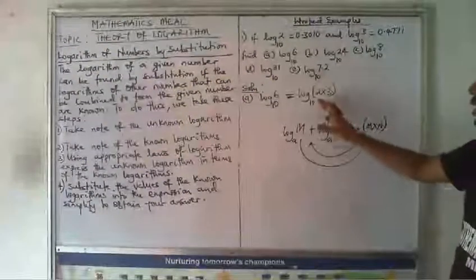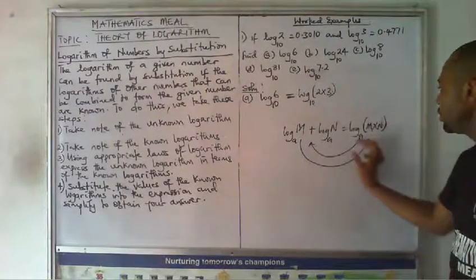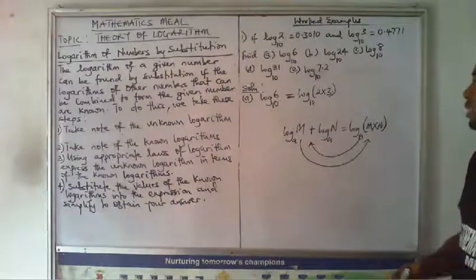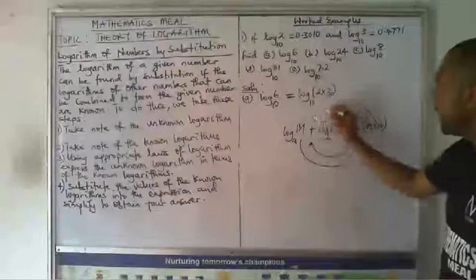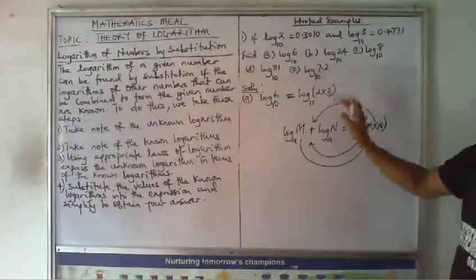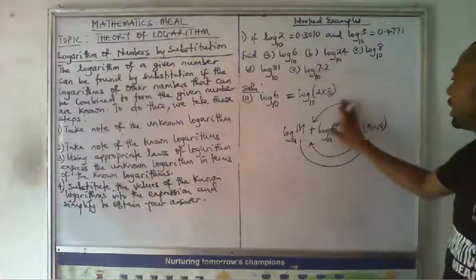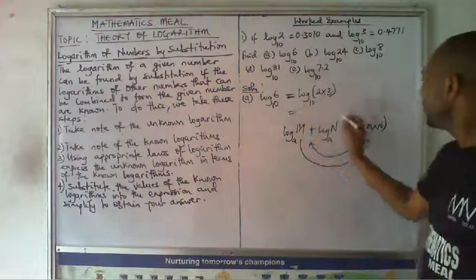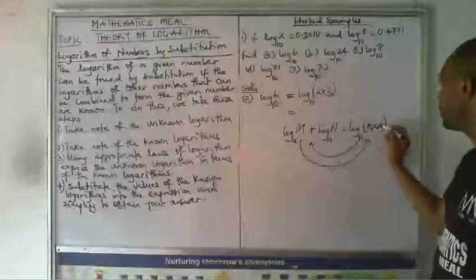So in this case, we don't want this to remain like this, because it will not help us to solve our problem. We need to take this from here and write it in this form. So if you look at that, you will now see that log of 2 times 3 is like m times n now.